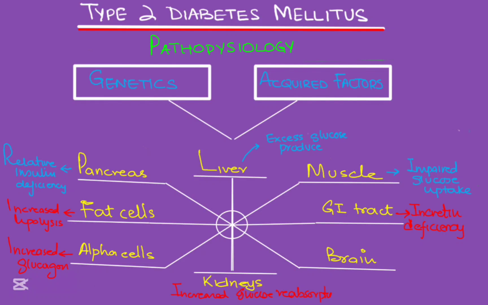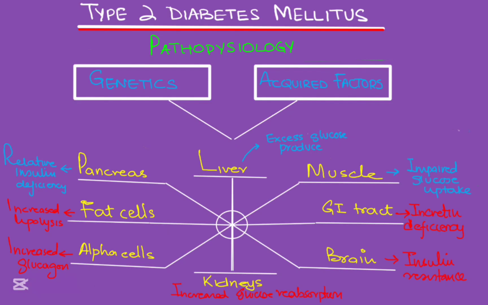And now, finally, the brain. Normally, insulin helps regulate appetite and metabolism, but in diabetes, the brain becomes resistant to insulin's effect, leading to increased hunger, weight gain, and impaired glucose regulation.